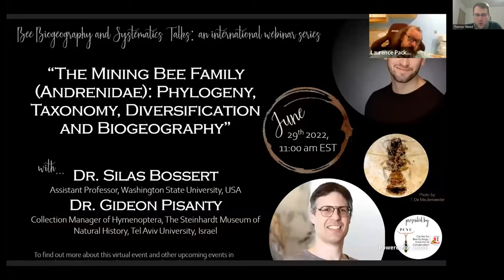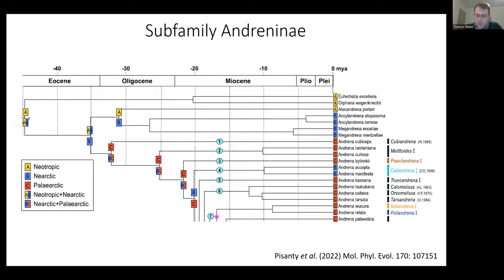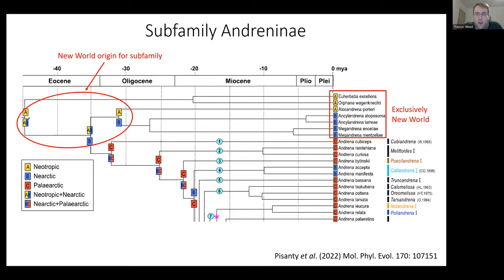To give a very quick recap, there was a very good consensus between these two studies, looking at the phylogeny of the subfamily Andreninae, in which Andrena are found. Basically, there was an origin in South America, in the Neotropics, before some members of the group moved into North America, into the Nearctic. And so the basal genera within Andreninae are exclusively found in the New World. And then an ancestor of Andrena and its sister genus, Cubiandrena, moved into the Old World. And Andrena arose about 25 million years ago.